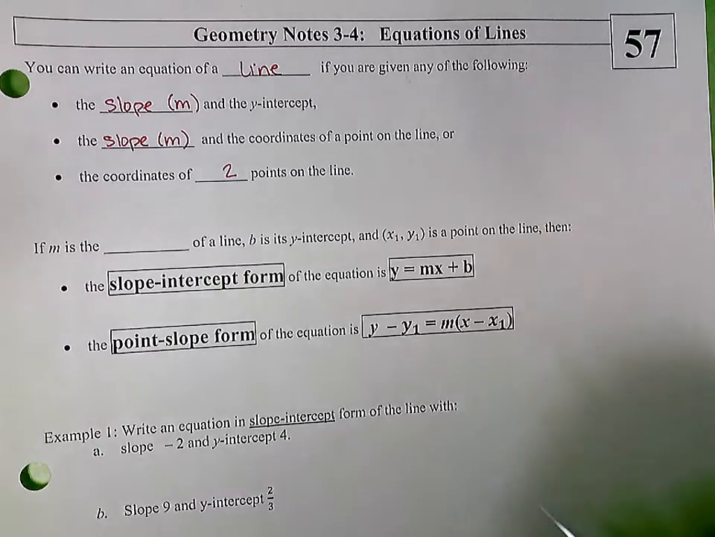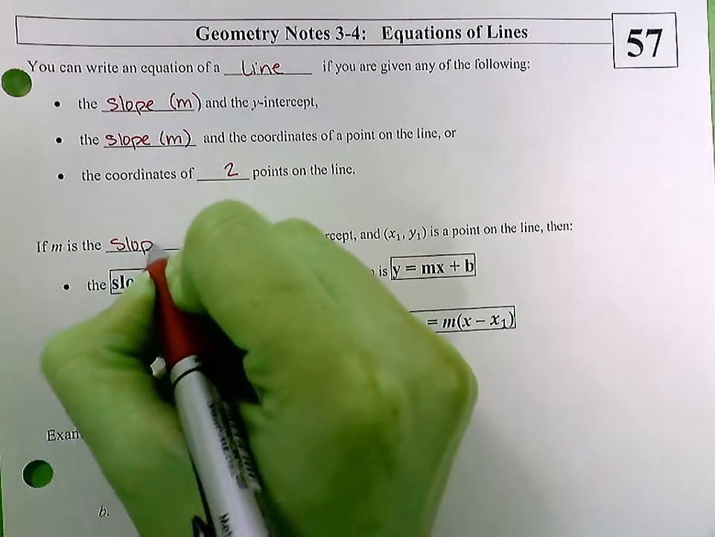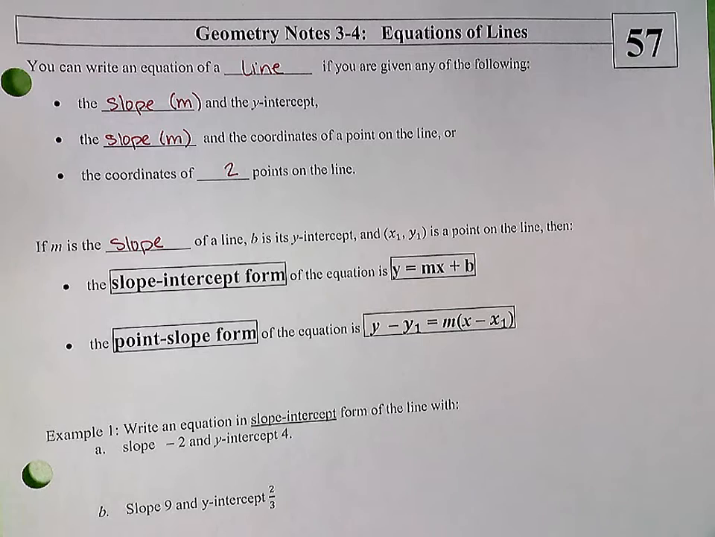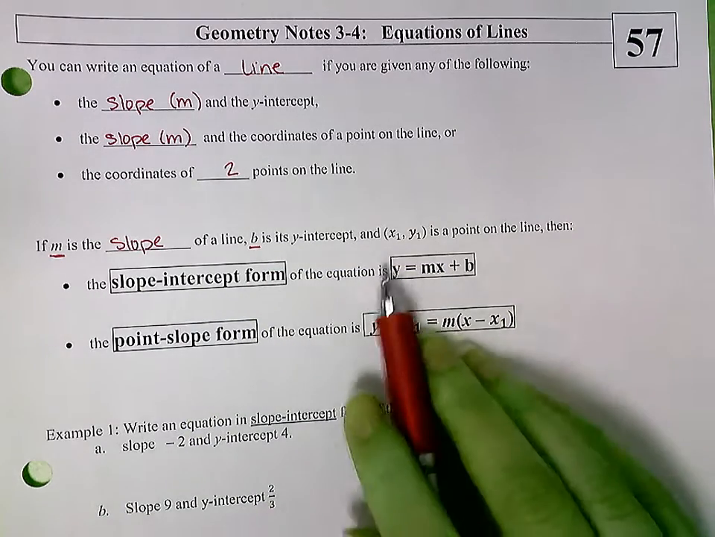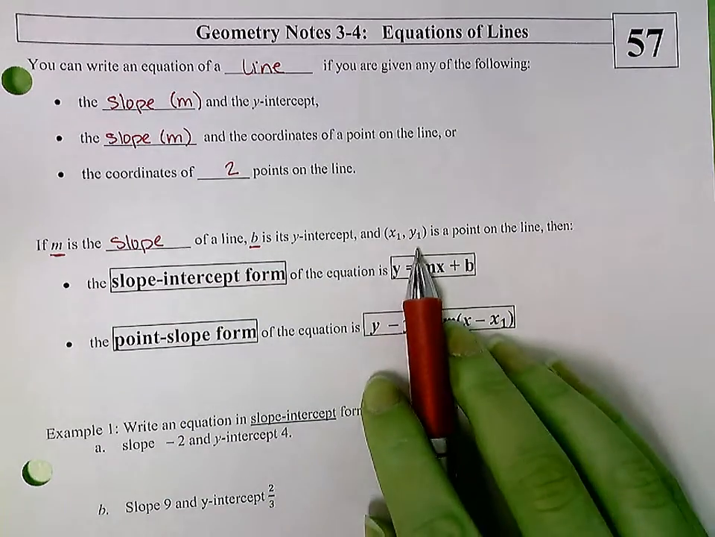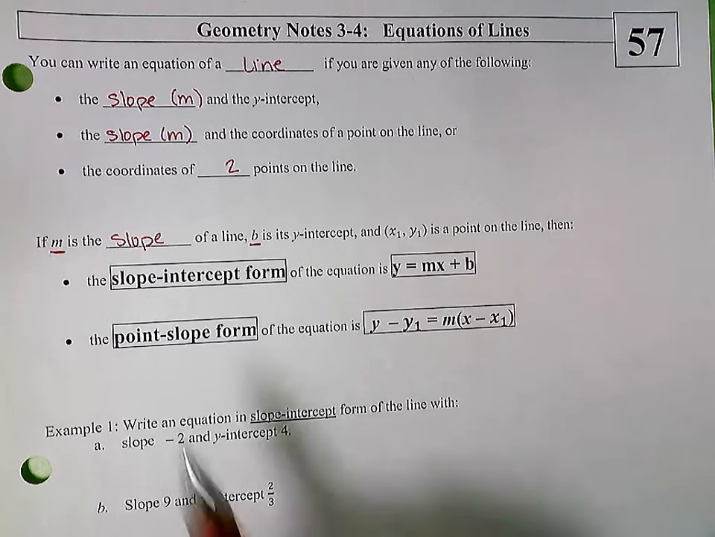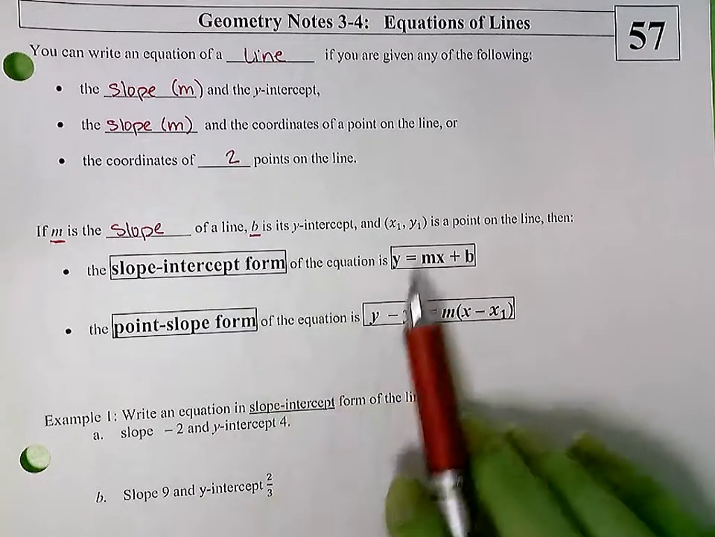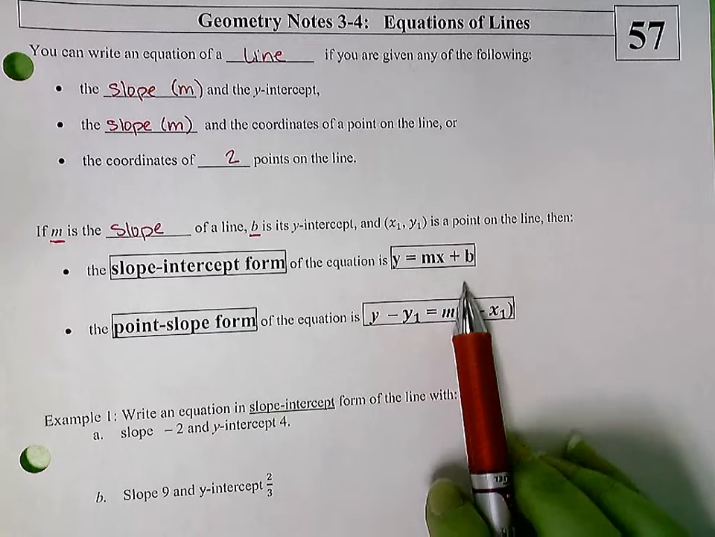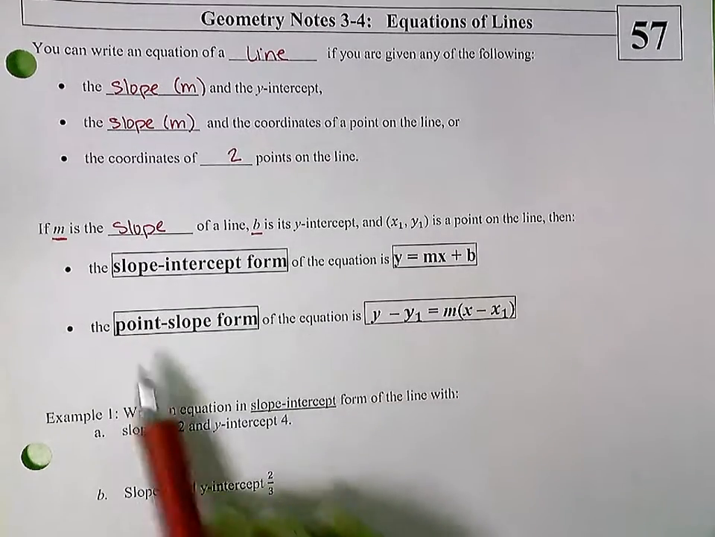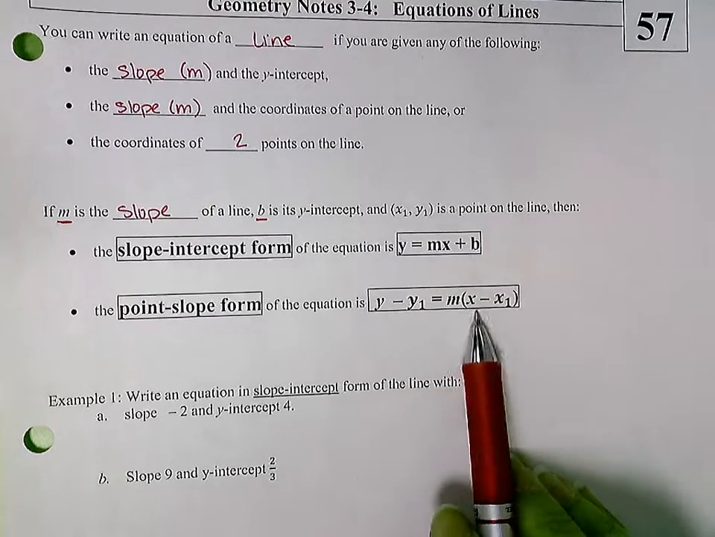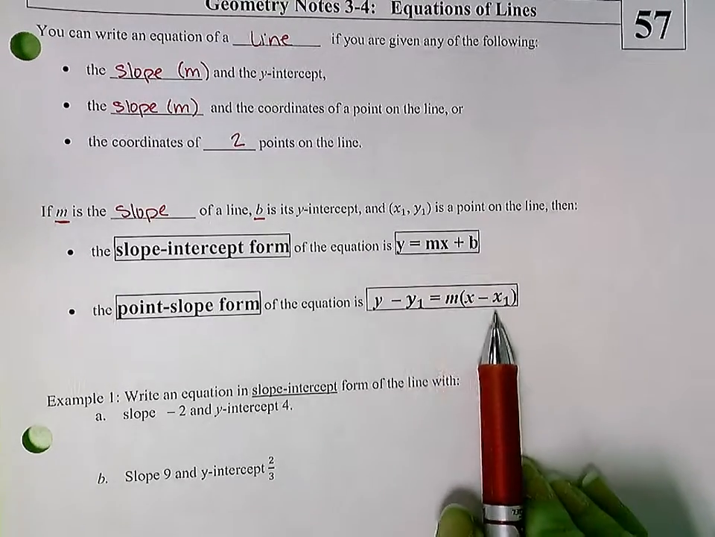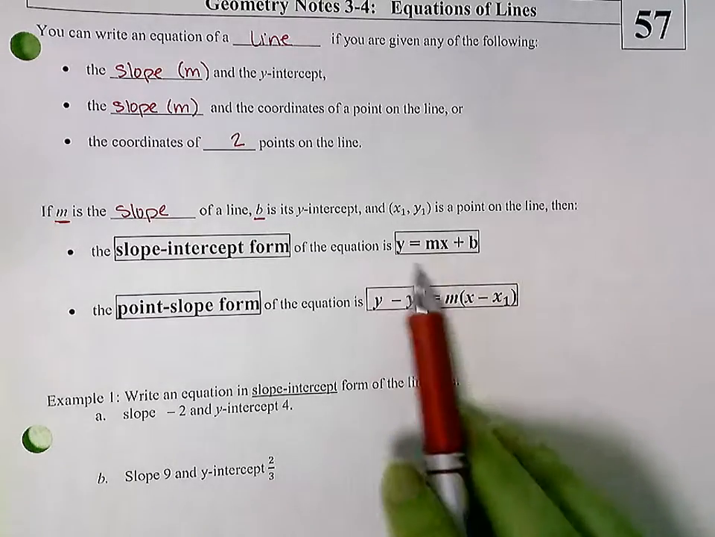So if m is the slope of the line, b is its y-intercept, and x sub 1, y sub 1 is a point that's on that line. Our slope-intercept form is y equals mx plus b. Your point-slope form is y minus y sub 1 equals m times the quantity x minus x sub 1. Okay, so you usually see this one a lot.